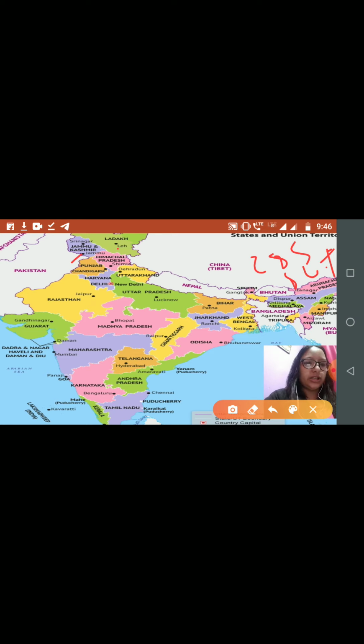The states are ruled by the state governments, while the UTs are ruled directly by the central government. And you must know this fact: in terms of area, Rajasthan is the largest state of India, while Goa is the smallest state in terms of area.